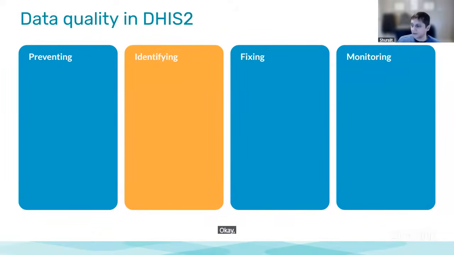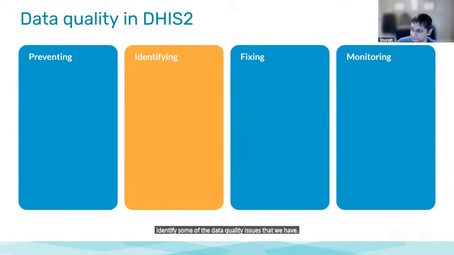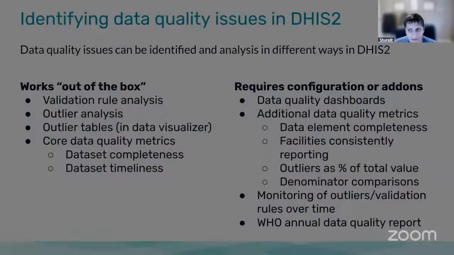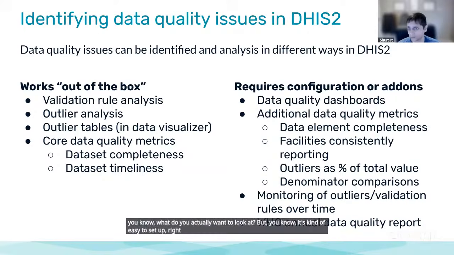Okay, so next I wanted to discuss the identification side. And there's quite a bit here to discuss because I'll be introducing several of the metrics that we use in order to identify some of the data quality issues that we have. So the way that this works, we have some built-in tools inside of DHIS2, and basically they'll work without too much extra configuration. You need to define the inputs, what do you actually want to look at, but it's easy to set up, or easy to make them.